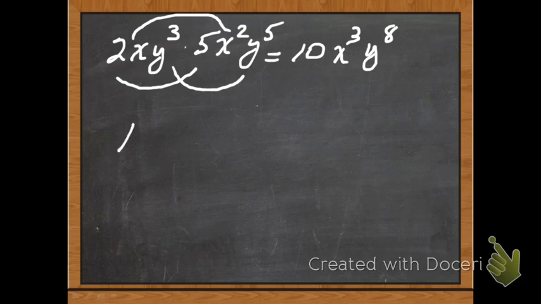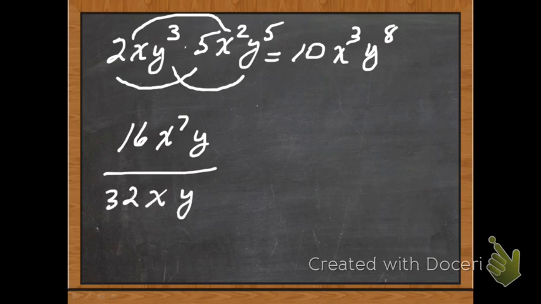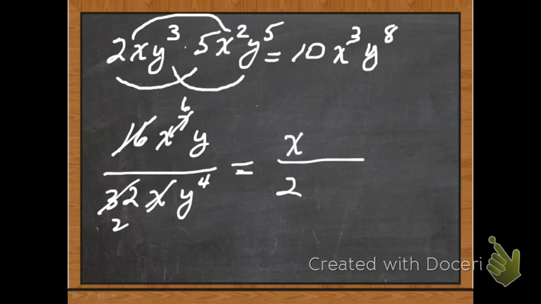And another division problem, 16x to the 7th y over 32x y to the 4th. Well, I know 16 will go into 32 twice, so I'm going to have a 2 in my denominator. This x will take away 1 from up here, so I'm going to have an x to the 6th in the numerator. And this y will take away 1 from down here, so I'm going to end up with a y cubed in my denominator.